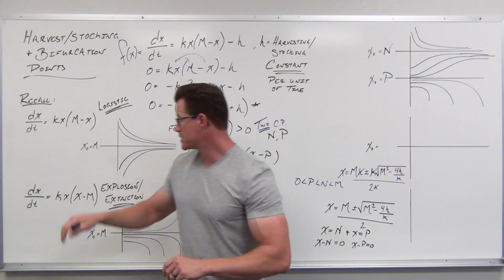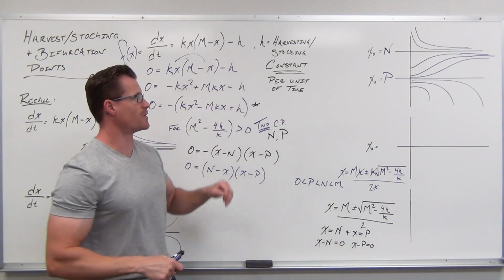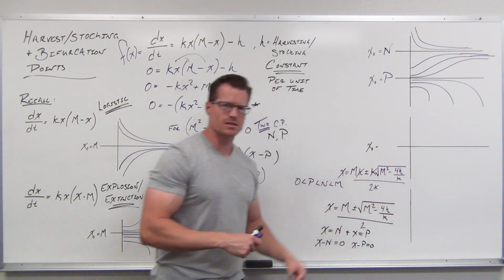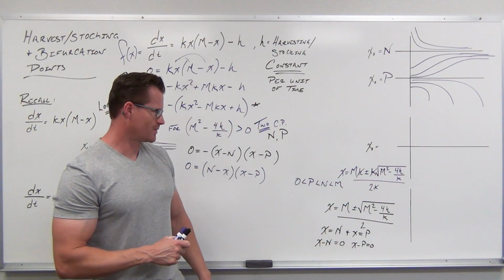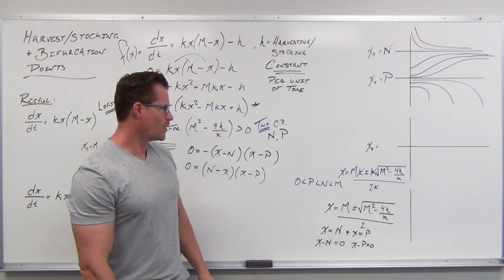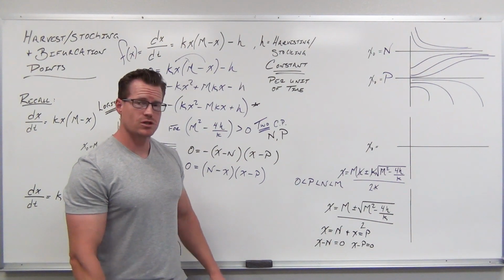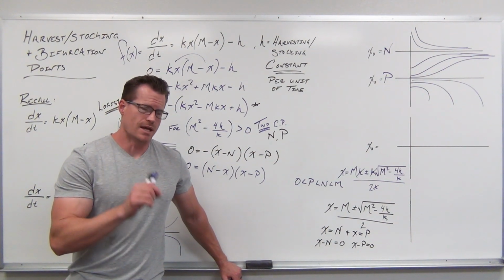So remember what we did. We took a logistic equation and said, I'm going to harvest from it. And I'm going to harvest in such a way that this becomes positive. Well, what do you mean by that? How would that be positive? What would h have to be for that to be positive? Well, h could be negative.